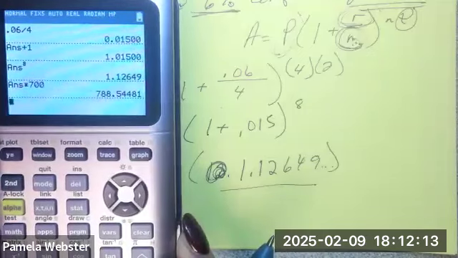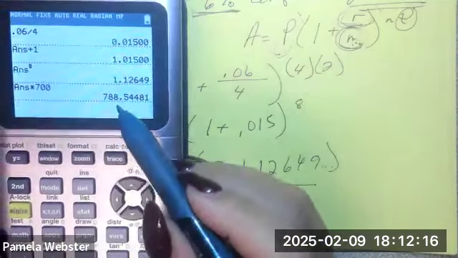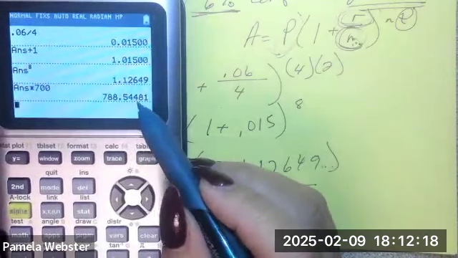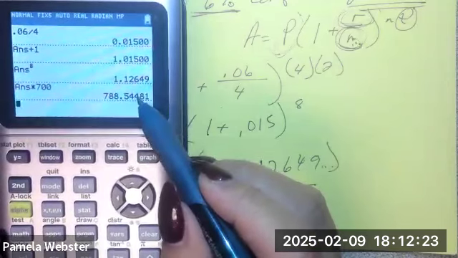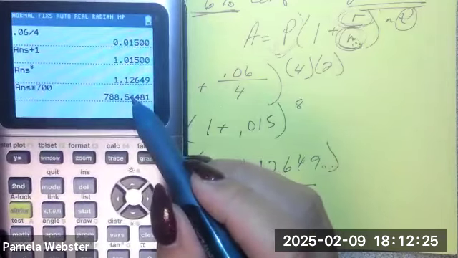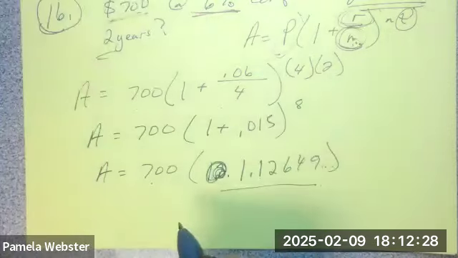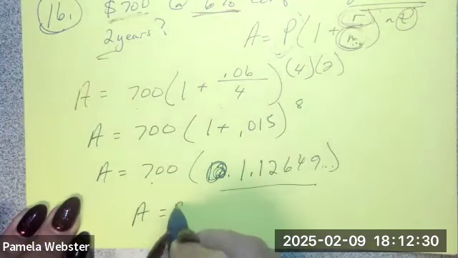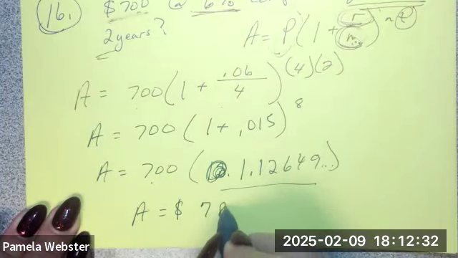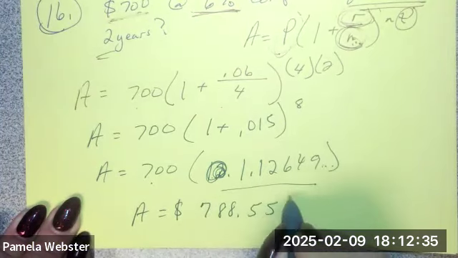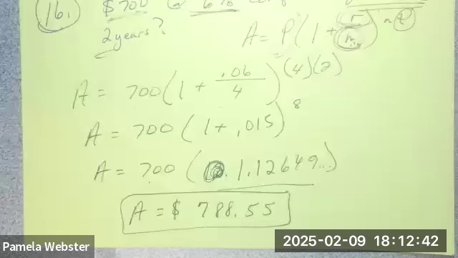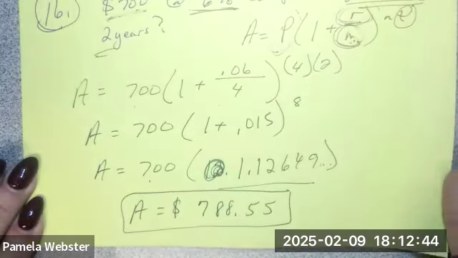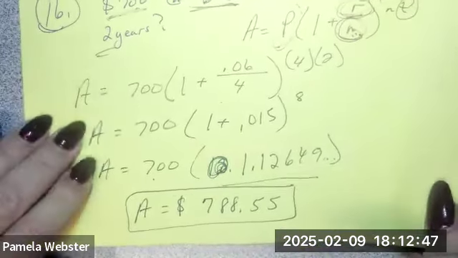So my answer is $788. And be careful with this. It's a 0.54. The 4 is followed by an 8. The 8 would bump this guy to a 5, and the 5 would bump this guy to a 5. So, and we're dealing with dollars, amount in the account, right? So I would go to 2 decimal places. I think it's 788.55 cents.